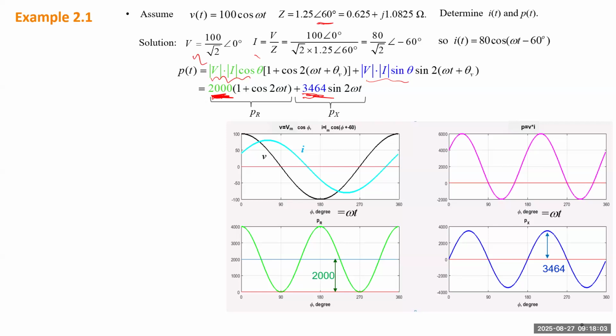So think about it, what if you make this angle negative? Here, this 60 degrees is actually the theta.